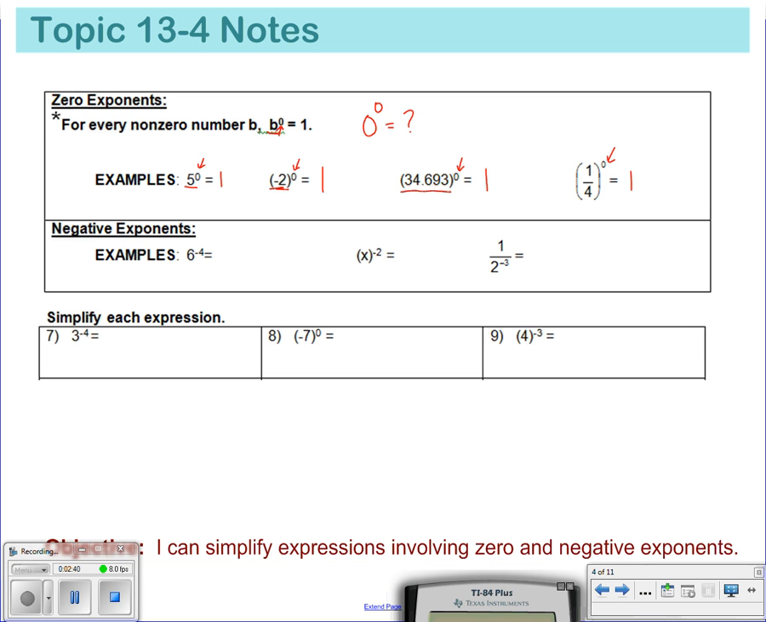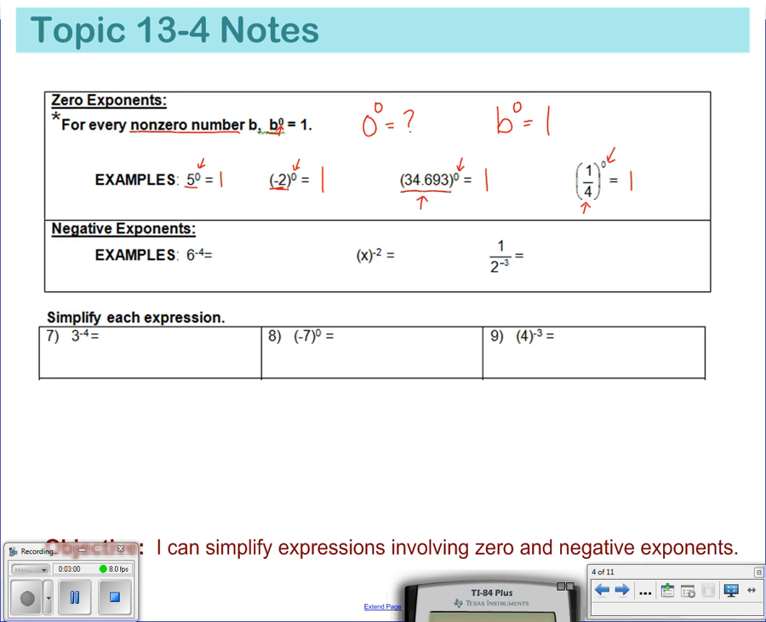We don't know because that is not our rule. Our rule is any non-zero number. So that number can be anything, a positive, a negative, a fraction, a decimal. It can also be a variable that represents a non-zero number, and then it is equal to 1. So we know B is not equal to 0. B has to be some other number.